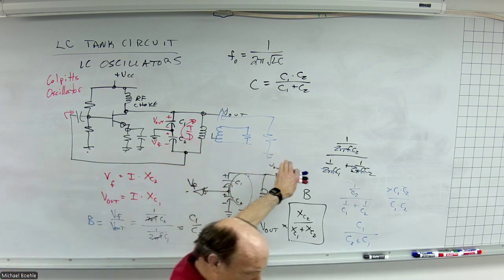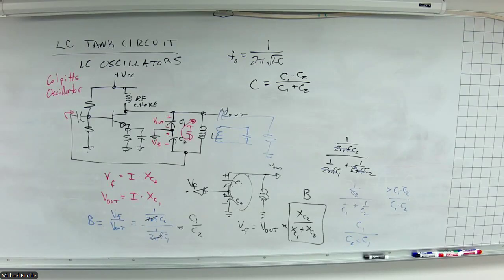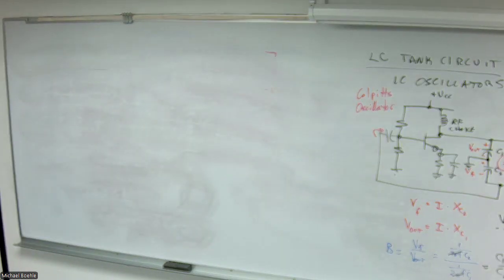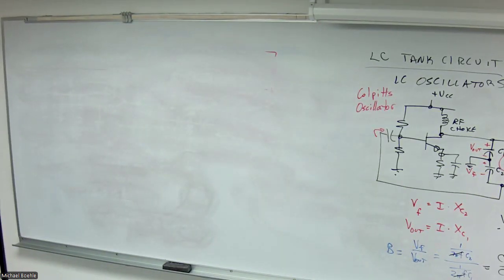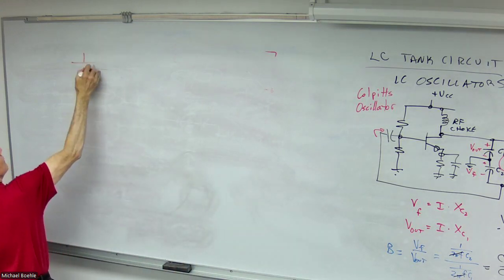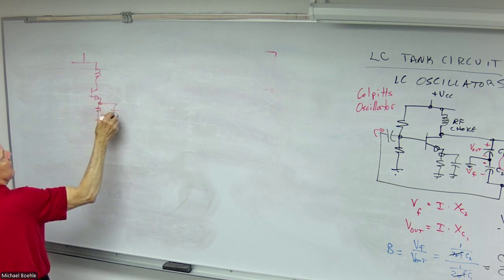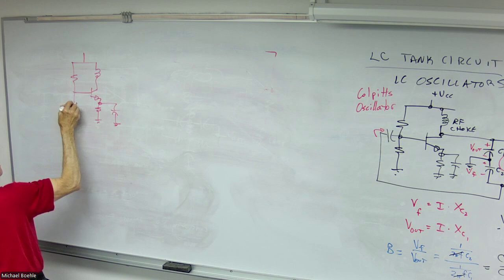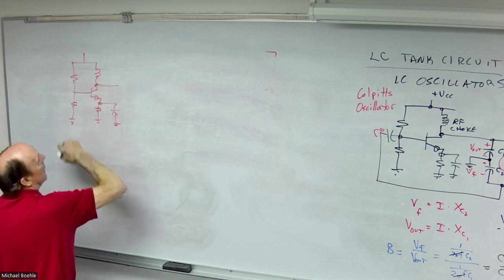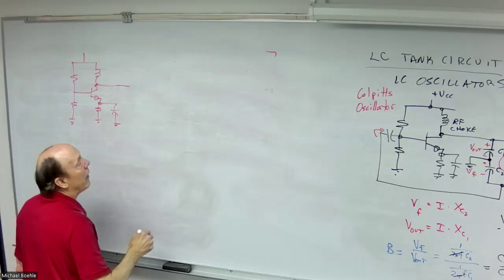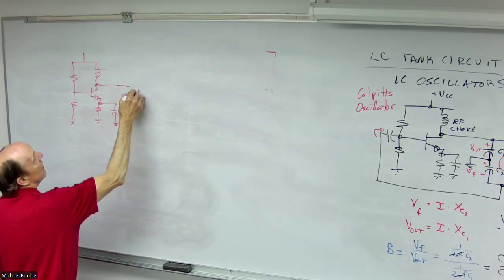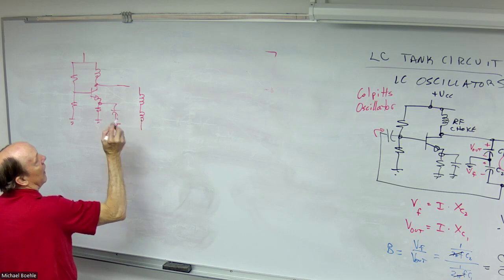So in this case, the feedback was basically a voltage divider made up of 2 capacitors. Well, what else could I do? How about a voltage feedback network made up of 2 inductors, right? We'll do the exact same thing we did here. Common emitter amplifier. And now, instead of 2 capacitors dividing the voltage, I use 2 inductors.